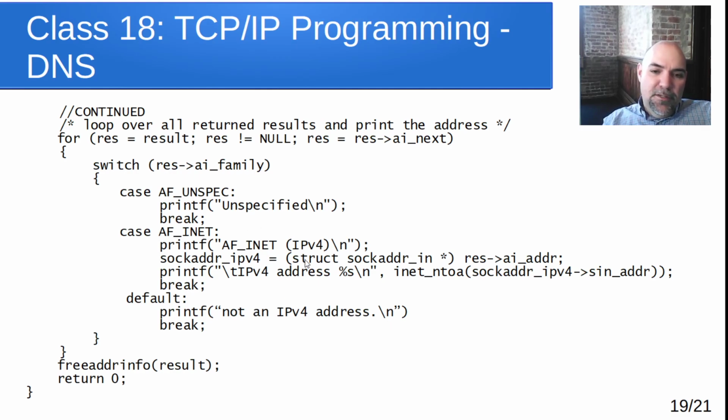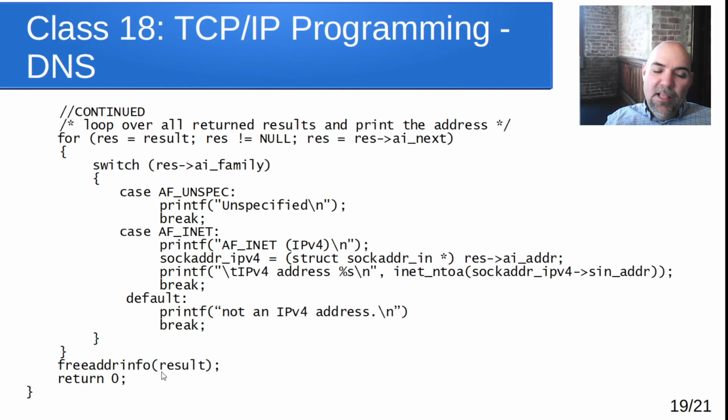One important thing to do is, because that function is designed to be reentrant, it dynamically allocates the memory for those results. Meaning that after you're done using those results, you need to free them. And you do that with this freeaddrinfo. You pass the pointer to that result, and it will free the allocated memory.